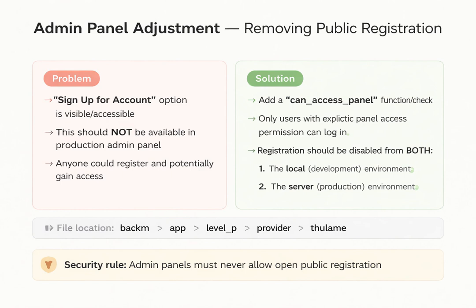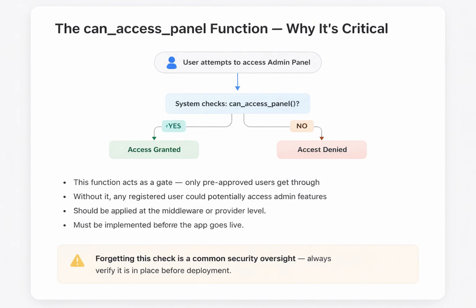The fix involves two things. First, adding a Can Access Panel function that checks whether a user has explicit permission to access the admin area before letting them in. Second, removing the registration option from both the local development environment and the live server. The instructor also notes the specific file path where this code needs to be added, inside the provider directory of the application.